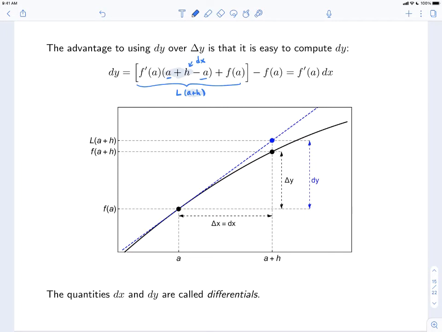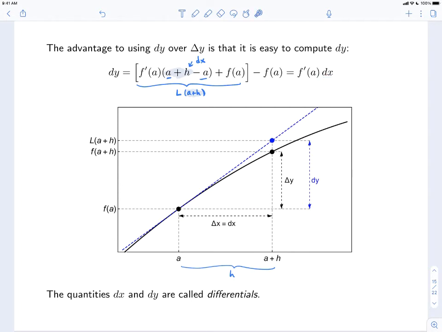So in our picture here, h is the difference between our two input values, a and a plus h, but that's also something that we're calling delta x or dx. That's where this dx comes from right there.